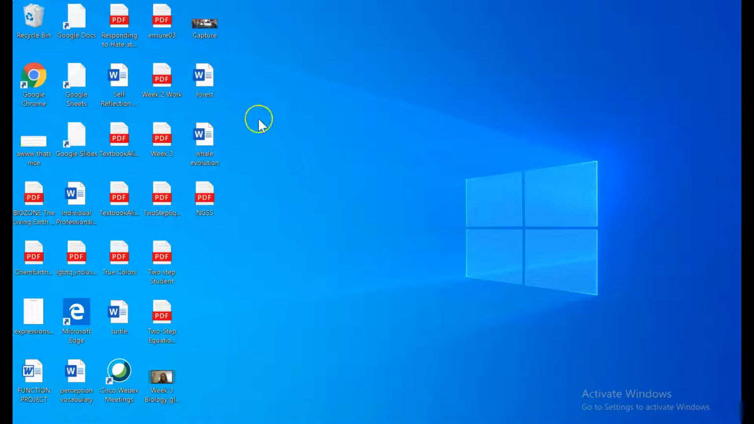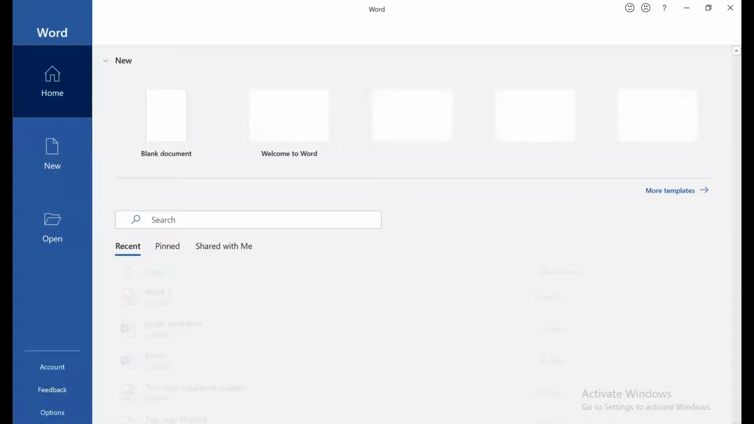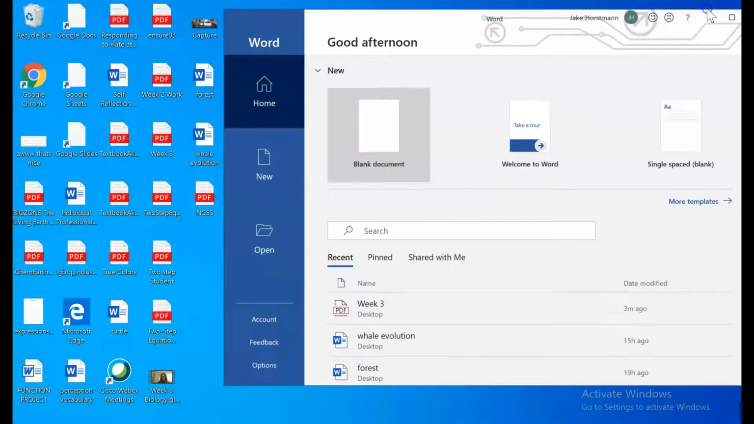Okay, so basically the PDF that is the week 3 is right here for me. What I do is I open up a Microsoft Word document. I'm going to make it smaller.